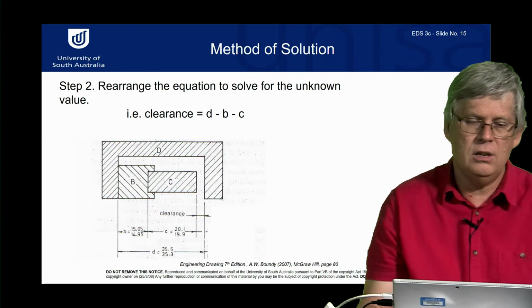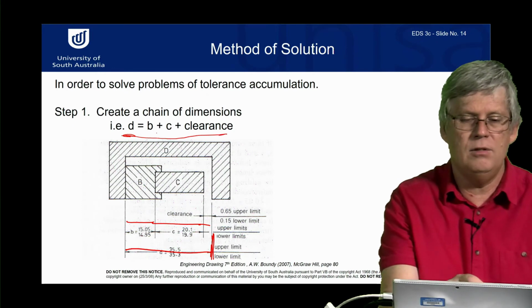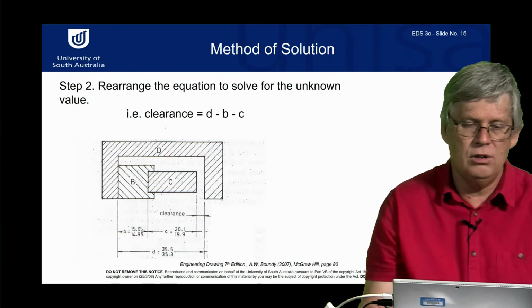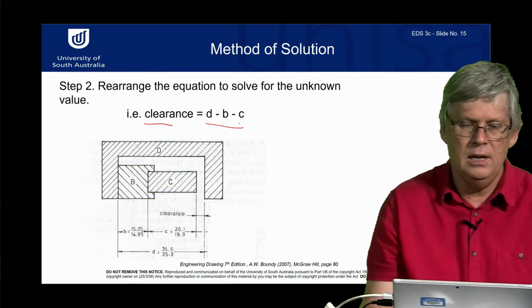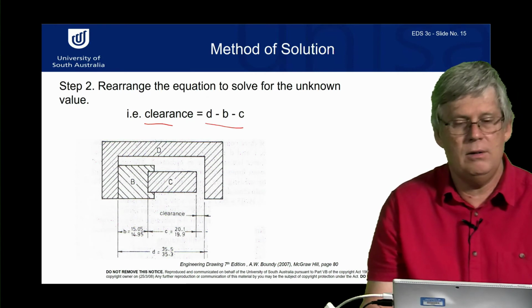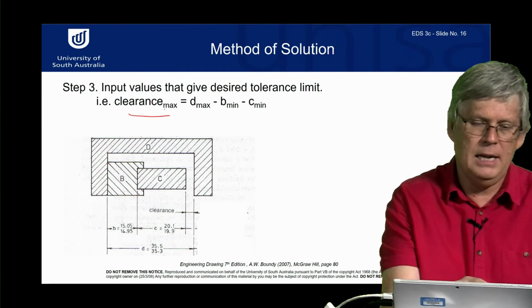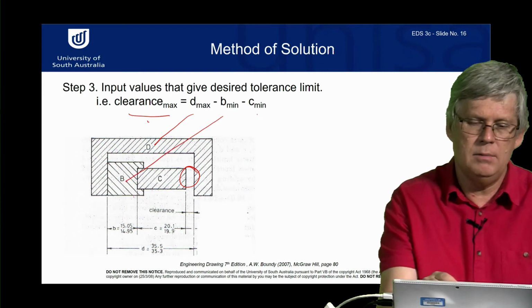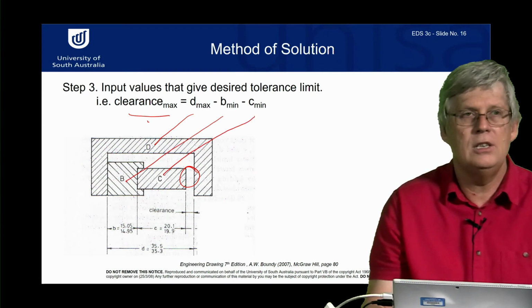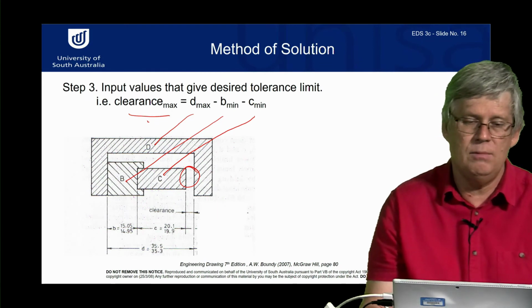Step 2 is rearrange it. So we can rearrange that equation, D equals B plus C plus clearance. We can rearrange that in terms of clearance. So we can have clearance is equal to D minus B minus C. So we can find then what is the maximum clearance and what is the minimum clearance. So we can get the maximum clearance. You can look at the clearance is this value. That's going to be maximum when D is maximum, when B is minimum, and when C is minimum. So we form a chain, rearrange it, and then we can solve it for the condition that we're interested in.